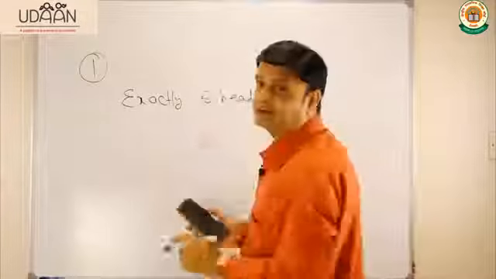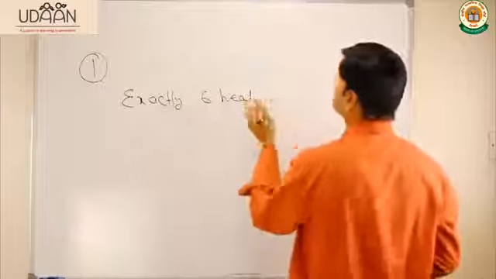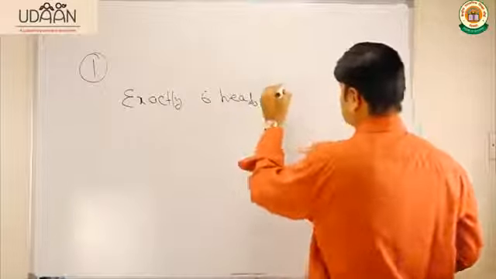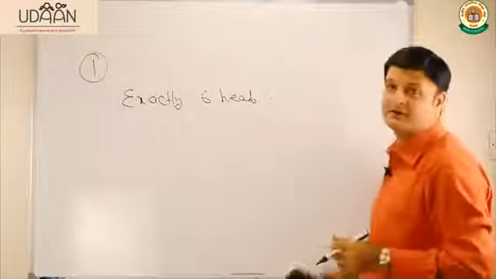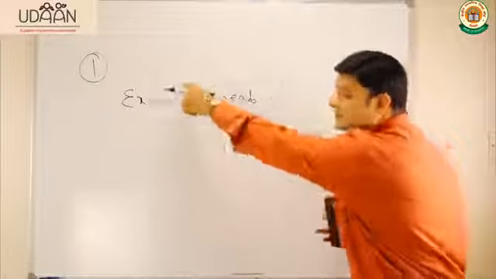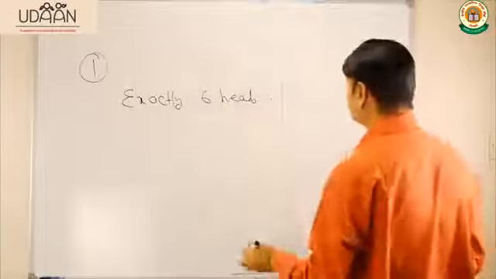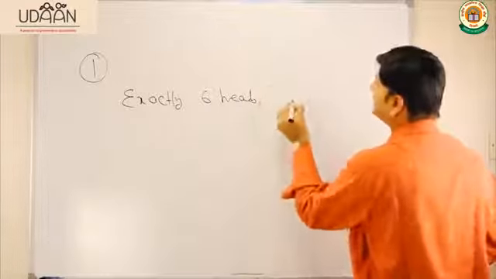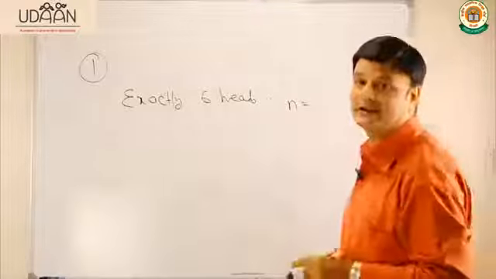If we toss a coin 10 times, then what is the probability of getting exactly 6 heads? So I am dividing the board in 2 parts. Here I will write some symbols and here I will write what is the meaning of those symbols in the given sum. So in the formula, the first symbol I require is n.